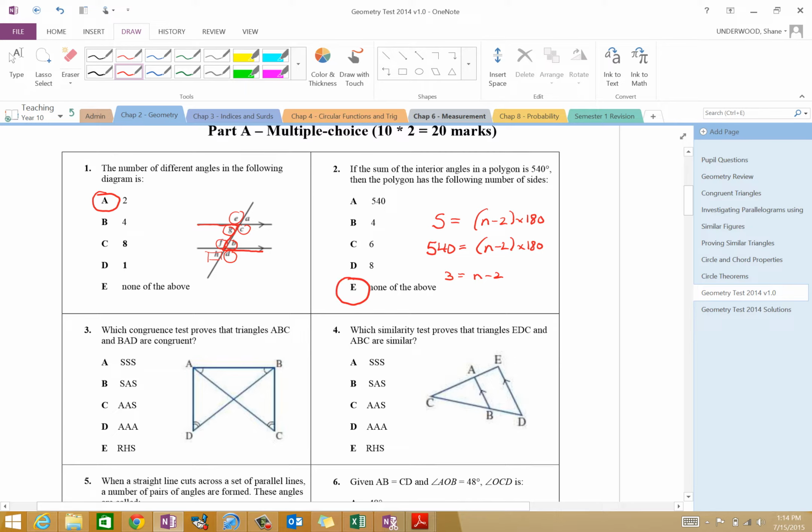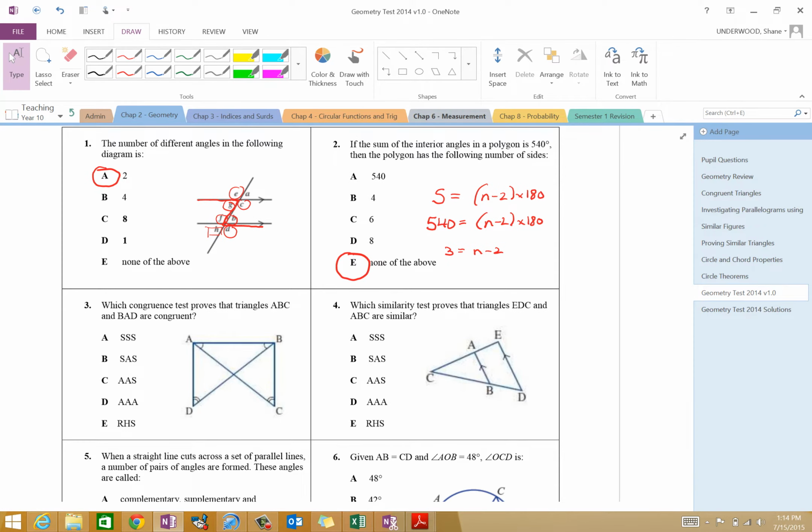Yep. Good. Now, when we're talking about congruence and proving, which congruence test proves that the triangles ABC and BAD are congruent? Which one? Now, remember, can we say that side, side, side? No. Why is that? We don't have a third side. Okay, good. All right. Now, what about, this angle here is the same as this angle here. Okay, but that's not really going to help us. This angle here is the angle here. But could you say that maybe these sides are the same?